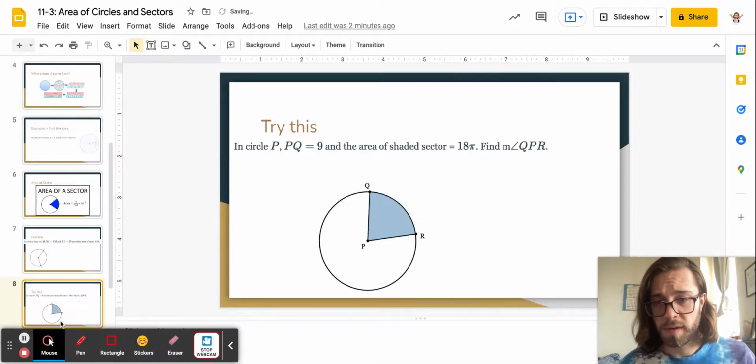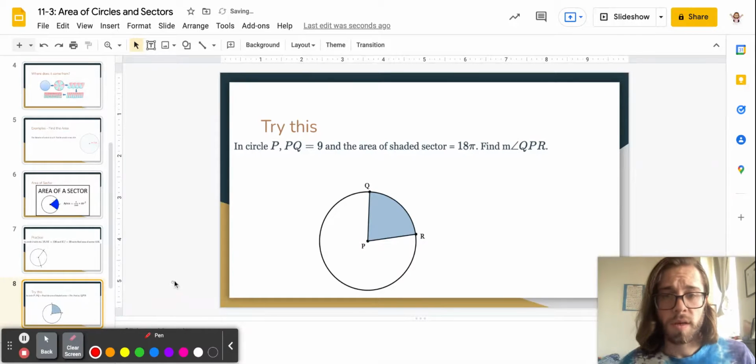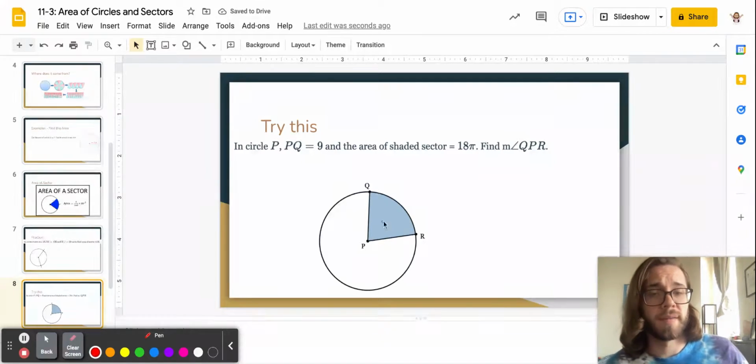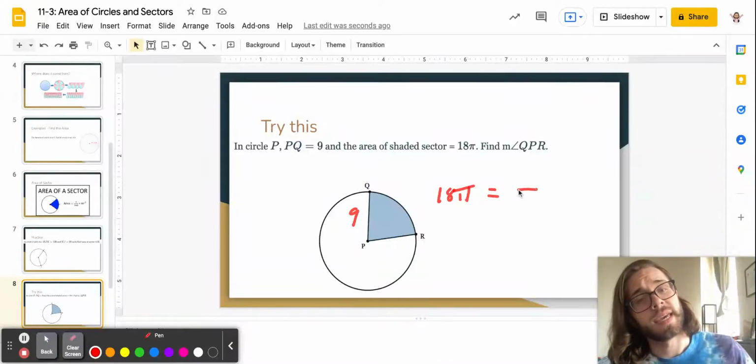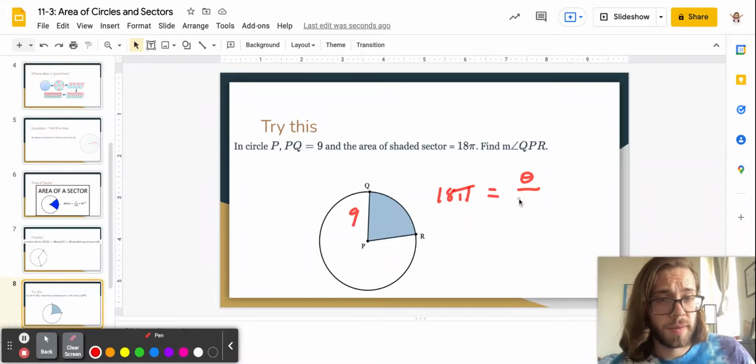One more just for good luck. This is telling us that the area of the sector is 18 pi. And it tells us the radius is 9. And it wants us to find the angle. So I'm just going to write theta because I don't want to write the whole angle out. Theta over 360 times 9 squared, which is 81 pi. Obviously, the pi is going to cancel, so we don't even have to worry about it.